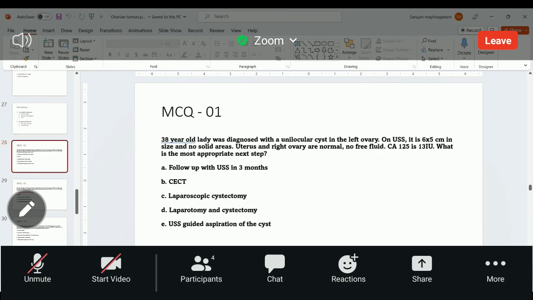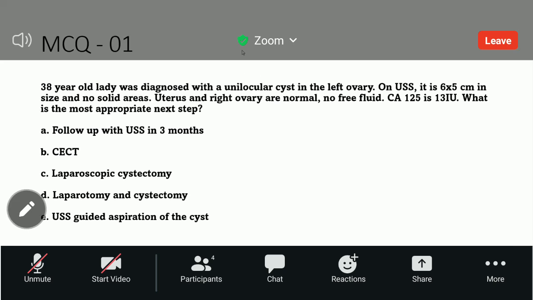So these are the MCQs. I think I have shared the slides. Just look at the slides later if you want. A 38-year-old lady was diagnosed with a unilocular cyst in the left ovary. 38 means premenopausal. Unilocular means there is one cyst in the left ovary. On ultrasound scan, the size is 6 by 5 centimeter and no solid areas. All of this points towards a benign one: premenopausal, unilocular, and no solid areas. Uterus and the right ovary are normal, no free fluid. CA125 is 13. So that is very low.